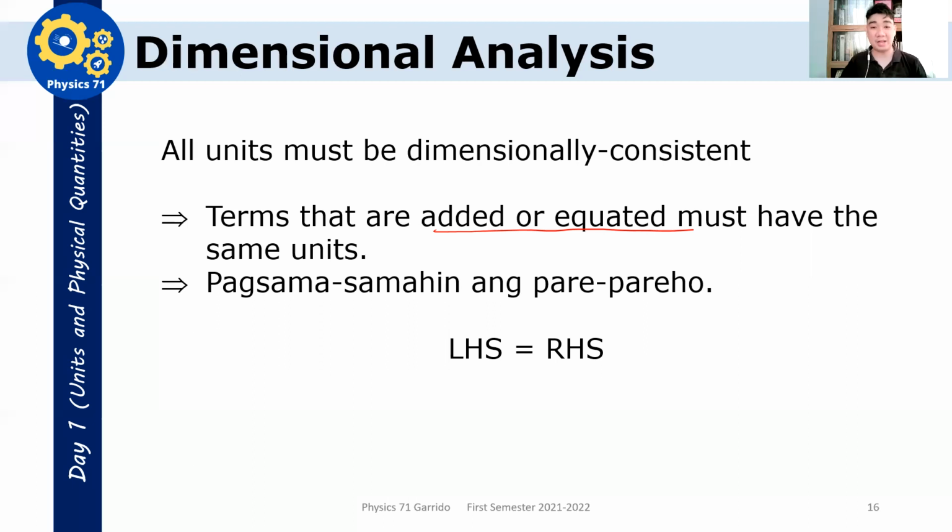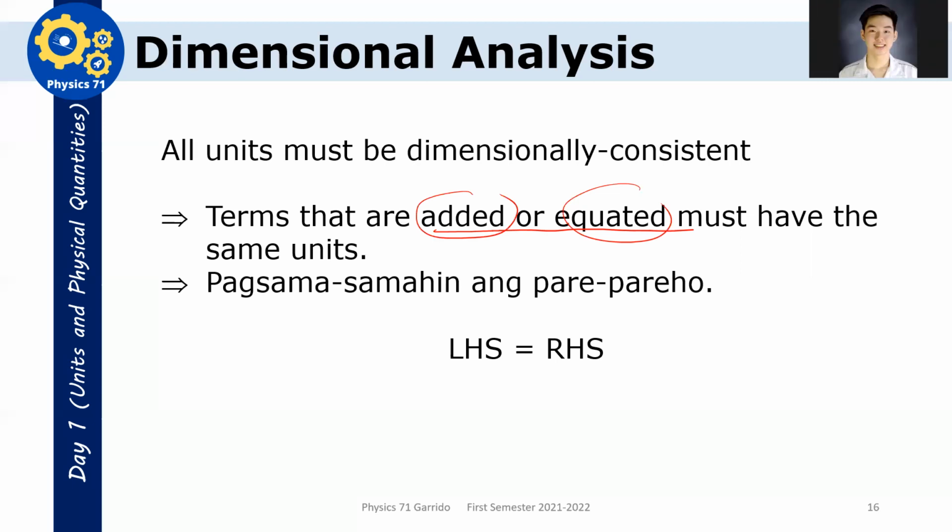So when you have a lengthy calculation and you check the units and you see that the units are not the same as what you want, in that case, you are now sure that there is something wrong in the calculation and you can check, automatically ma-check mo na agad kung nasaan yung maling calculation. Okay? Pangtipid sa oras to. Again, only terms that are added or equated must have the same units. When you want to multiply or divide two quantities, they don't need to have the same units.